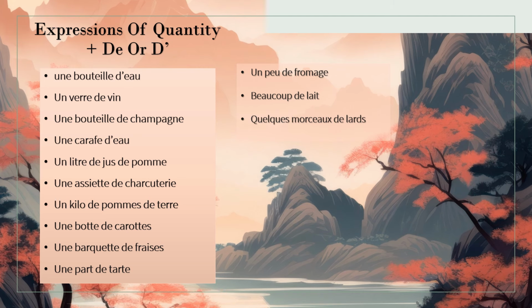Quelques morceaux de lard. A few pieces of bacon. Note that in spoken French, this de is very much glided, so almost silent. For example, this un peu de fromage is usually pronounced as un peu de fromage.